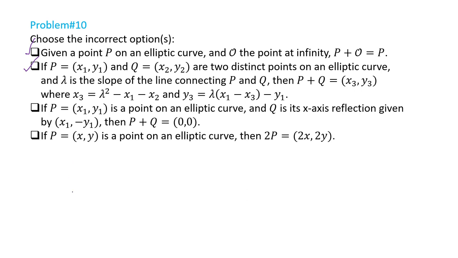Nothing very sophisticated. If P is x1 comma y1, a point on an elliptic curve, and Q is its x-axis reflection given by x1 comma minus y1, then P plus Q is 0 comma 0. Is it true?